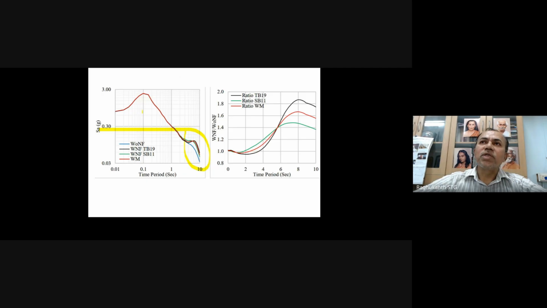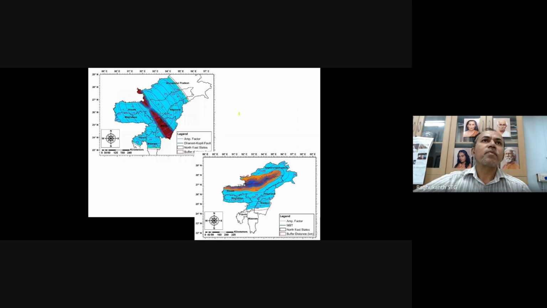So these are the numbers. As you can see, whenever there is a pulse, you will see amplification up to 1.8, and 2 may also come up in some regions, especially for periods more than 5 seconds, where you will see a huge amplification. So if you are constructing a tall building or structures which have very long time periods, your design values have to be amplified by this amount.